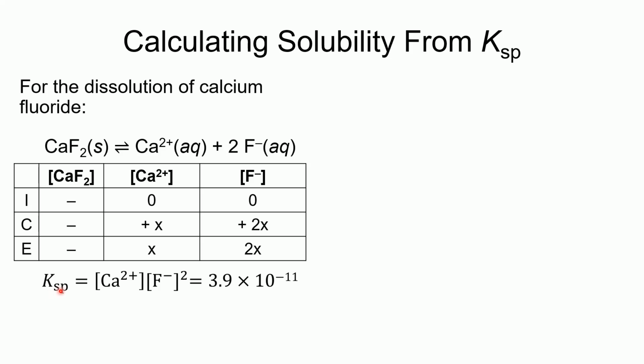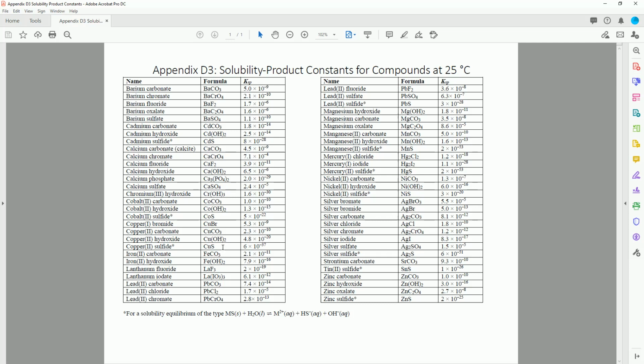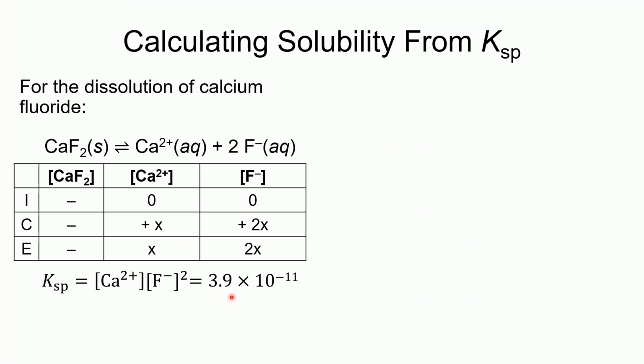So Ksp is going to be equal to the concentration of calcium ion times the concentration of fluoride ion squared. If we look for this on Appendix D3, I'm going to show you where we find this. Here is calcium fluoride at 3.9 times 10 to the negative 11, and that's where we get that particular quantity.